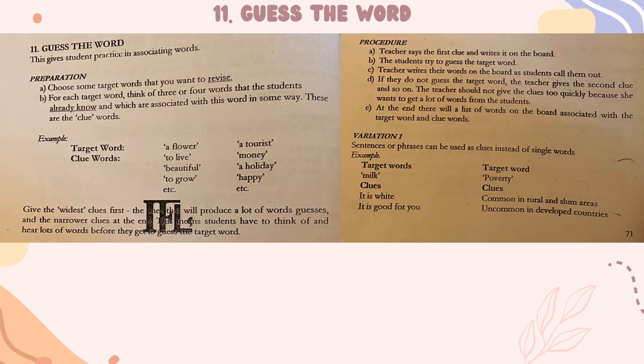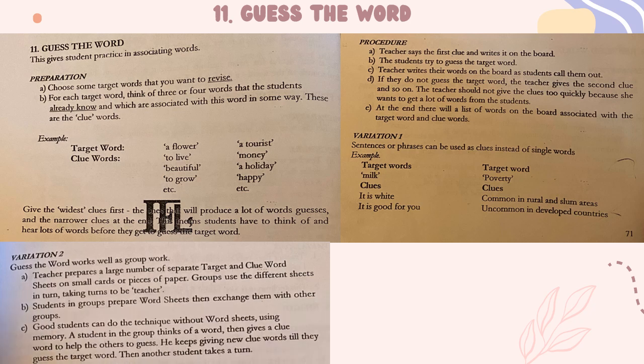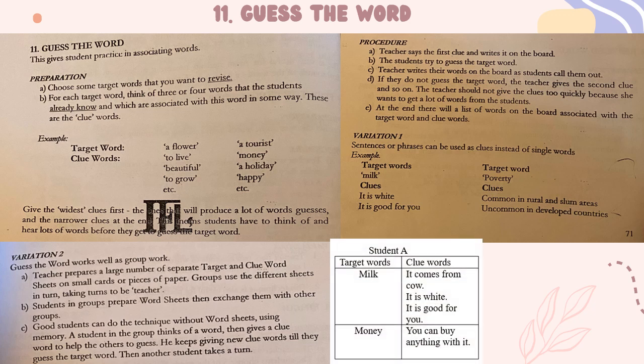Now in variation 2, this time the teacher will not be the one directing or controlling this revision practice, right? It's the students themselves who do it. So students work in a group or in pairs. You give student A and student B a list containing target words and clues. So instead of you doing it, you ask them to revise themselves with a partner.